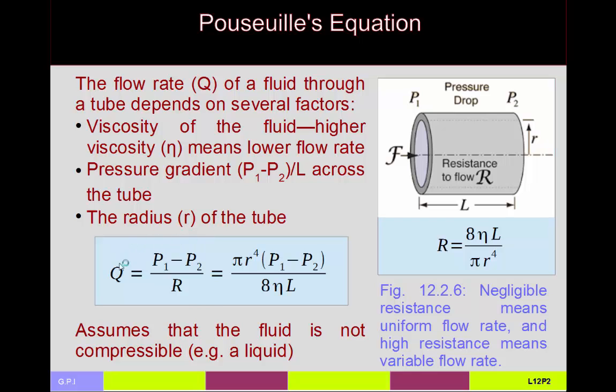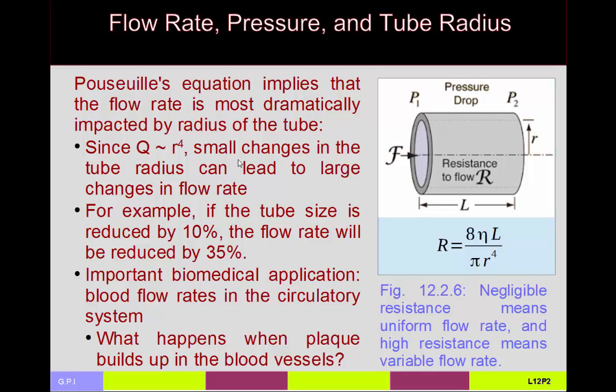The most interesting thing, I think, in this equation to look at is that it depends on r to the 4th power. That's a very strong dependence on r. The result of that is that a very small change in the tube radius can lead to a very large change in the volume flow rate. So for example, if you have a tube size and you reduce it by only 10%, you'll actually reduce the flow rate by 35%. That's 3 times as much of a reduction in flow rate, and then some, as you had a reduction in the actual tube radius.